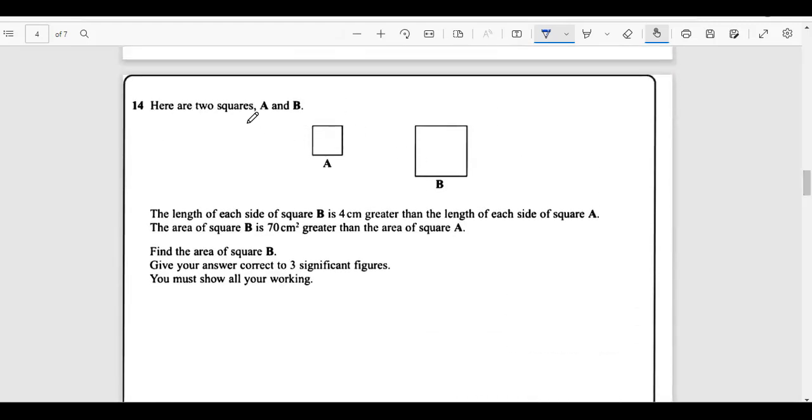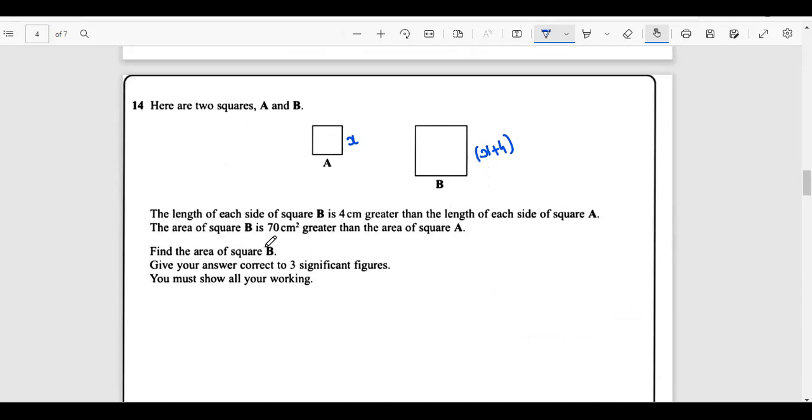Okay, let's do it. Here are two squares, A and B. The length of each side of B is 4 centimeters greater than the length of each side of square A. So let's say this is x, it would be x plus 4. Yeah, it says 4 centimeters greater than, not times.